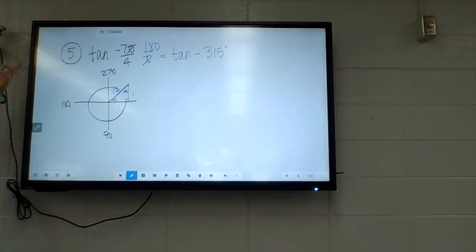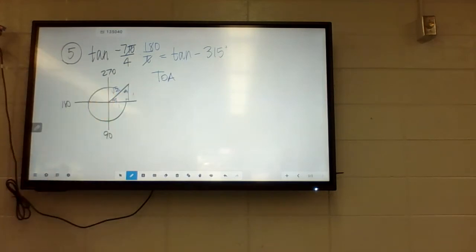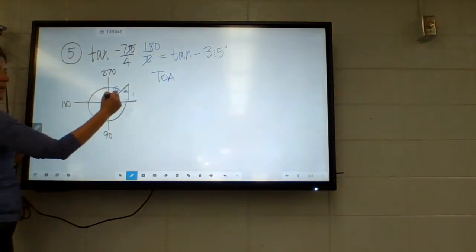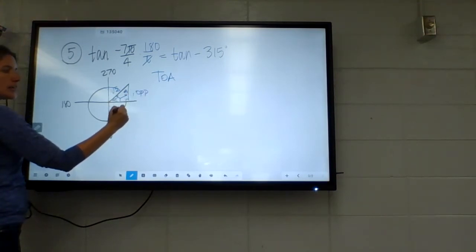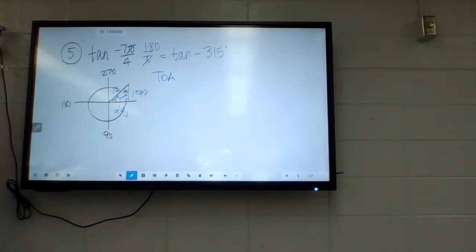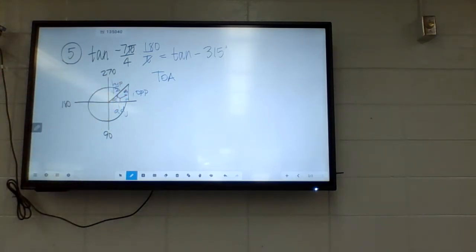Now at this point, I'm talking about tangent, so that's TOA. Now again, I need to label this triangle. So again, from this angle, we have our opposite. Again, our adjacent's always on that axis. And then our hypotenuse is always the diagonal one in its perspective. In every quadrant, that's always going to be the hypotenuse.